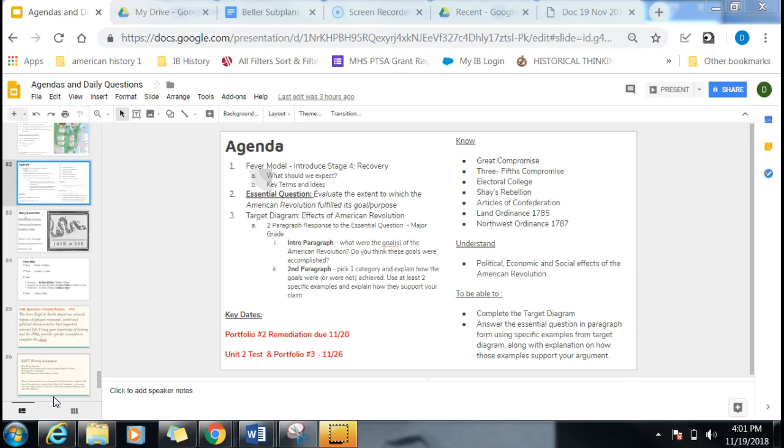Before we really get into the bulk of it, looking at the fever model notes, we are now past the crisis stage and on to stage 4, which is the recovery stage. So the recovery stage, what should we expect? Well, we should expect that the American colonies have now won the revolution, so they have accomplished one of their goals of becoming an independent nation.